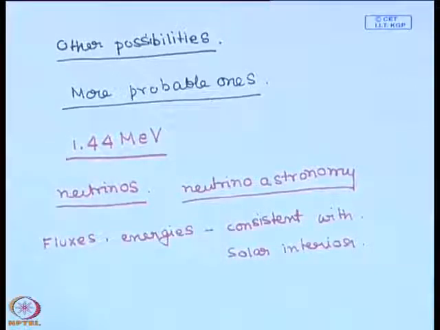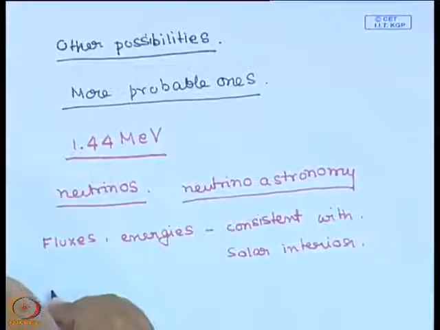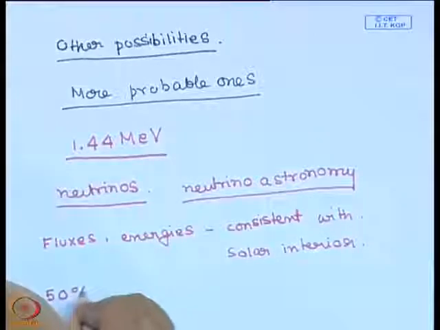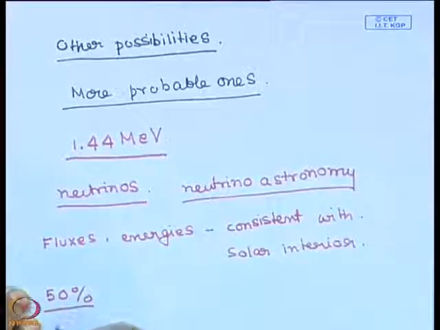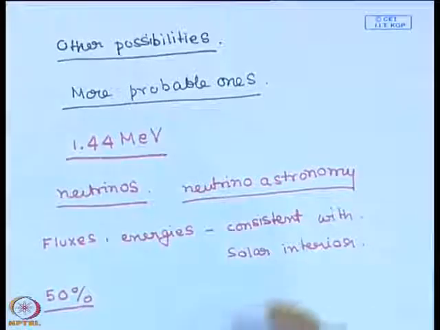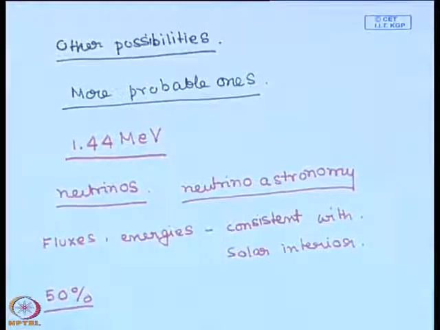Okay. And there was a long standing 50% deficit. This was a big problem in the study of solar neutrinos, that the neutrino flux was found to be 50% smaller than what is predicted by these calculations. So, if you calculate the rate at which you expect these reactions to produce neutrinos, it was found that the measured fluxes were 50% less.